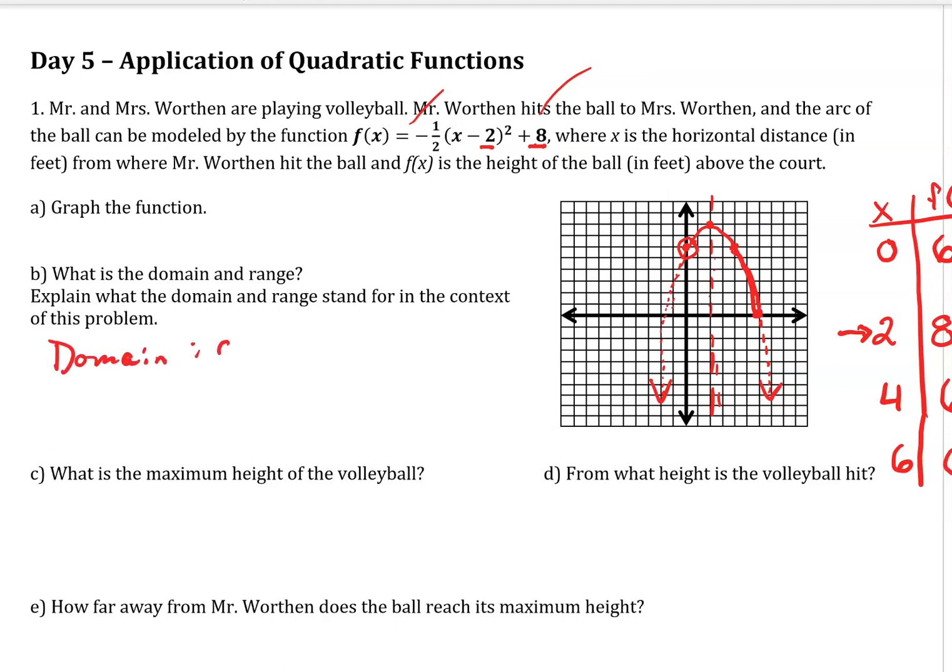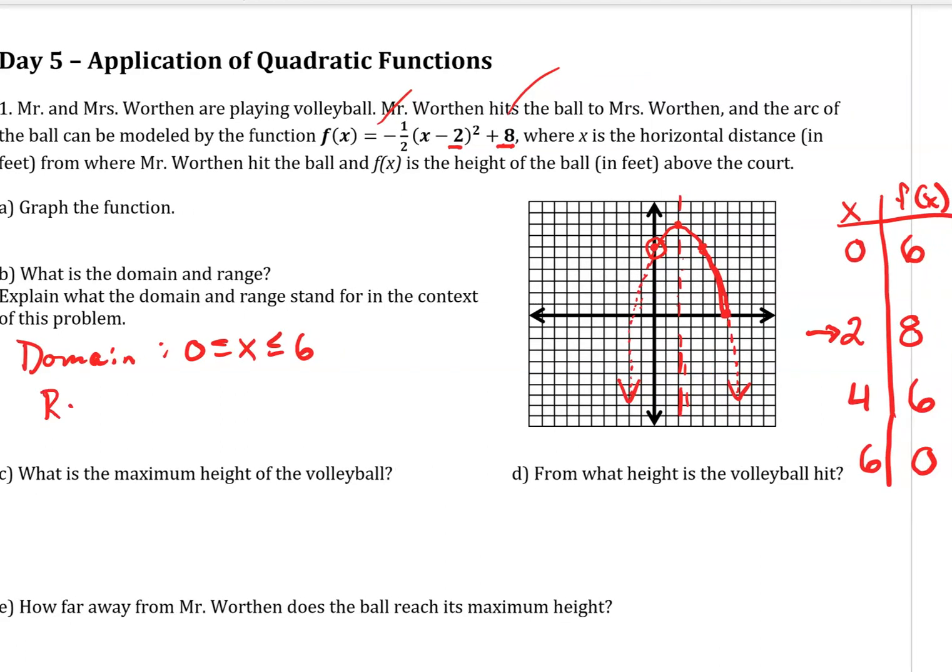will be from 0 less than or equal to x, less than or equal to the distance when it hits the ground, 6 feet. Because the ball will not penetrate the ground, especially with an arc like that. It will not go through the ground and continue through into the liquid hot magma below.